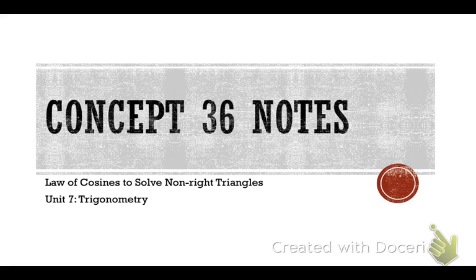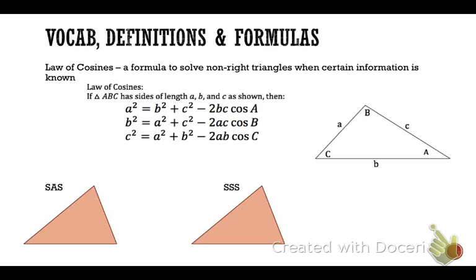Algebra 2 notes, concept 36: law of cosines to solve non-right triangles. This is going to feel similar to the law of sines in that we're solving a non-right triangle, but the formula is a bit different. So get down the definition of the law of cosines. It is a formula to solve a non-right triangle when certain information is known.